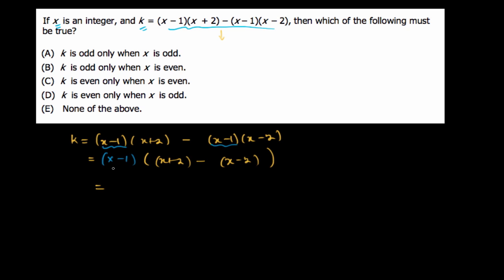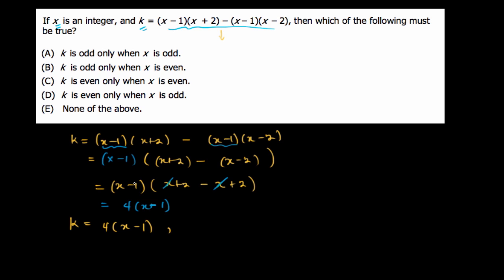So (x − 1) is still here. Then you have (x + 2) minus, now negative times x is negative x, negative times negative is plus 2. So now x minus x crosses out, and you're left with 2 plus 2. This is just going to give you 4 times (x − 1). So in other words, we found our k to be 4(x − 1).